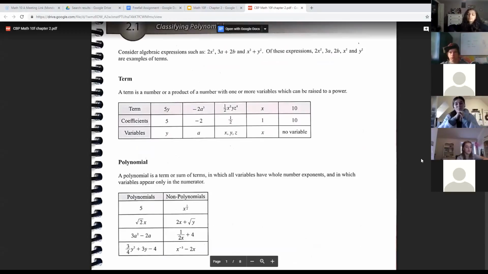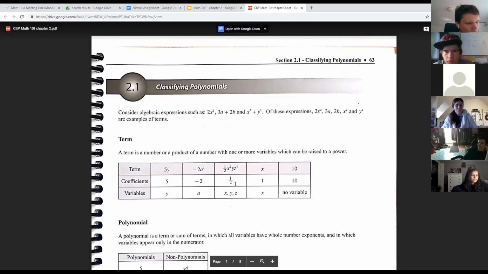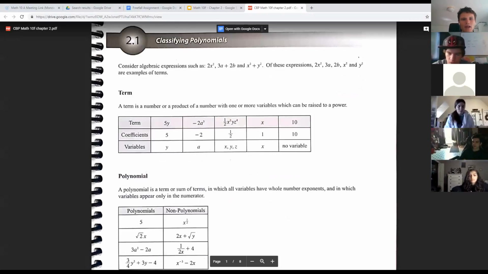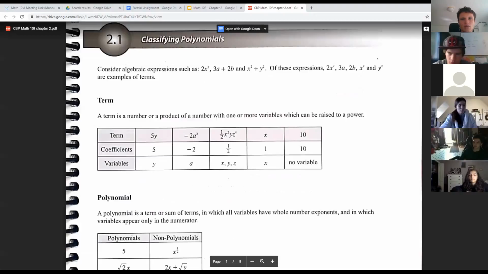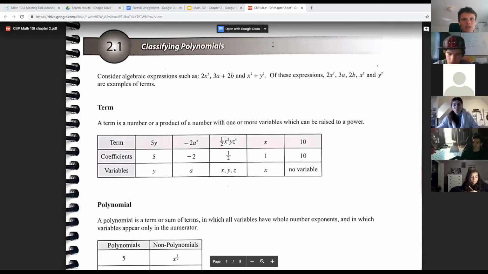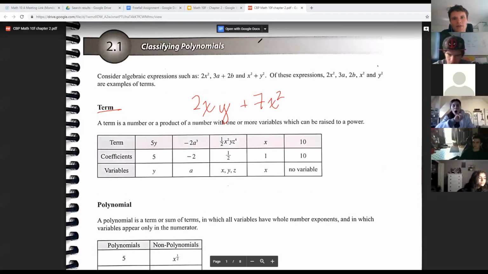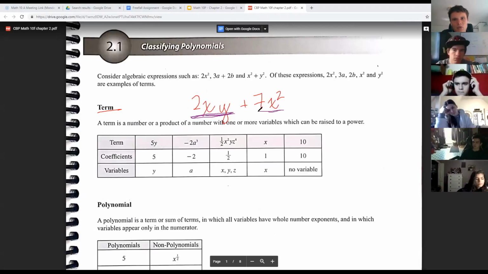Okay, good. All right. So there's going to be a few basic definitions that we're going to make here. We've got this definition: a term. A term is a number or product of a number with one or more variables which can be raised to a power. And what I've said before too is that terms are things that are separated by pluses or minus. So when we've got something like this, it is an expression with two terms. Here's one term and here's another. It's separated by a plus sign.